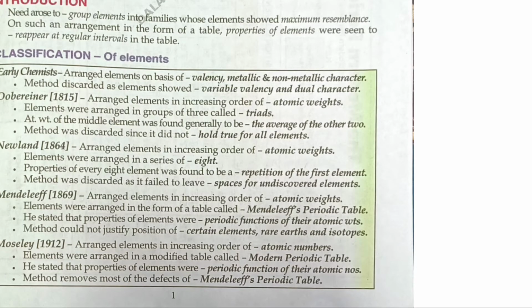At that time, chemical properties were related to the reaction with hydrogen and oxygen. So hydrides and oxides of each element were studied, and accordingly they were put in Mendeleev's periodic table. Method could not justify the position of certain elements, rare earths and isotopes. So again there are limitations for Mendeleev's periodic table.